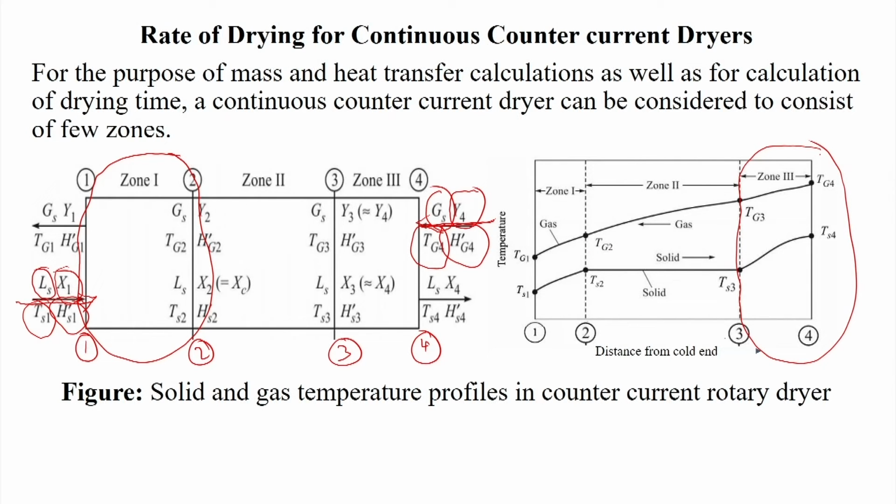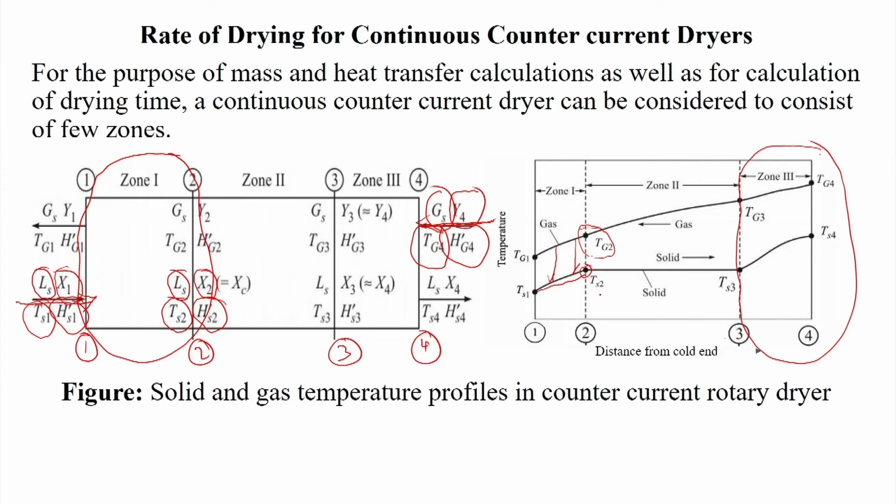So, whenever it enters zone 1 with this minimum temperature, Tg2, it comes into contact with the wet solid. The wet solid temperature will go on increasing from Ts1 to Ts2 in zone 1, the flow rate is Ls, and the moisture content will be decreasing to X2, the critical moisture content. The temperature increases from Ts1 to Ts2 and the enthalpy also increases from Hs1 to Hs2.